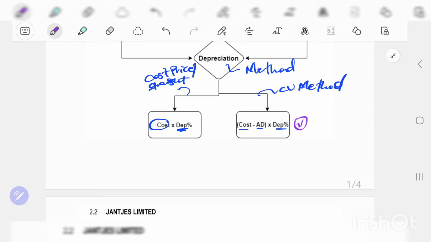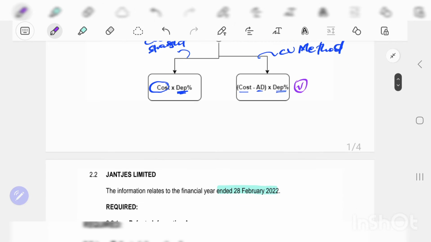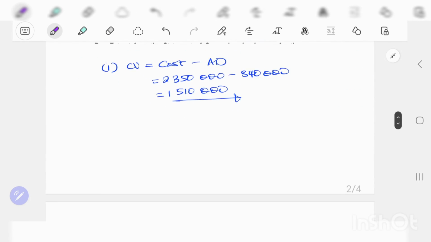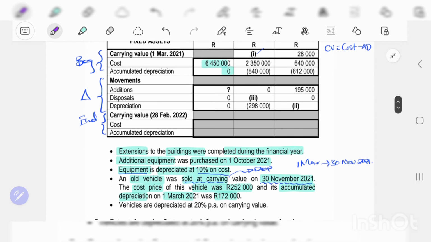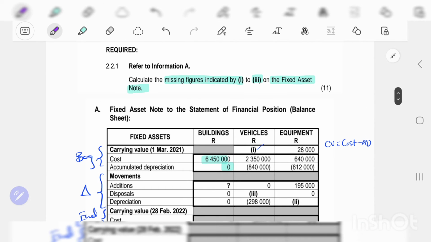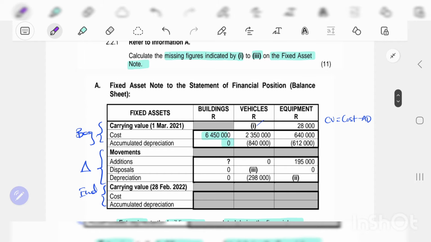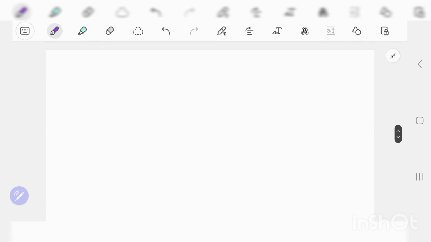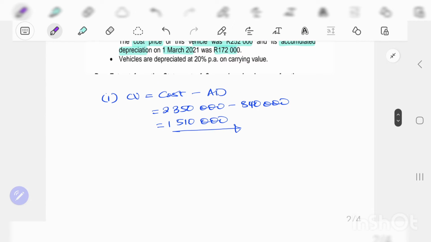It means that to calculate depreciation for this specific type of asset that was sold during the year, you are going to say cost minus accumulated depreciation times the depreciation percentage. Remember, we are still dealing with the vehicle that was sold. It's still a vehicle from the old balances of the vehicle class that we had, that 2.35 million. So let's work now with the vehicle that was sold.